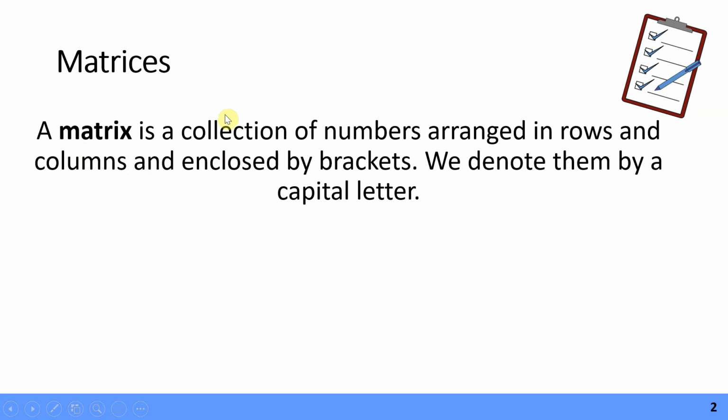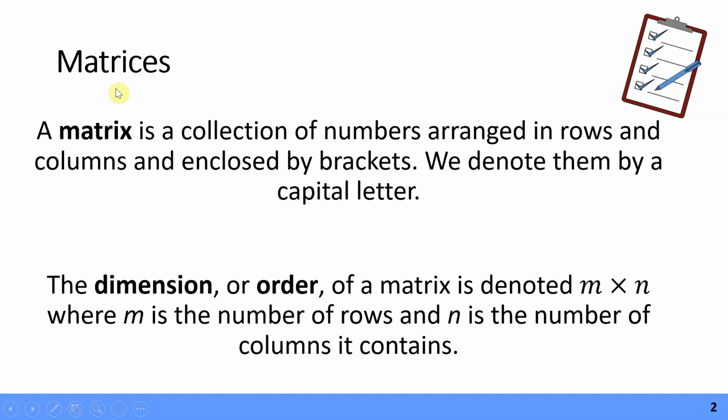So a matrix in mathematics is a collection of numbers that we arrange in rows and columns, and we enclose them with brackets. We denote them with a capital letter. So we give them a name always of a capital A, a capital B, and so on and so forth. Just so you guys know, matrix is only singular. When we talk about multiple, that's the word matrices. So matrix is one, matrices is plural.